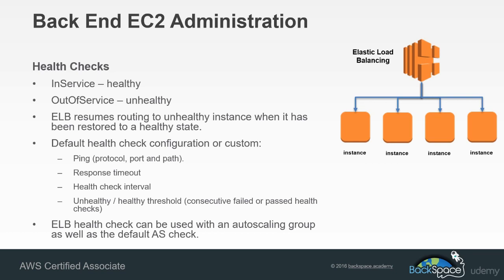So if we have just one failed health check, then that's okay. If we have consecutive failed health checks going to the threshold, then that will be marked as unhealthy. The ELB health check can also be used with an auto scaling group, as well as the default auto scaling check. So there are some of the things you need to consider for EC2 on your back end behind an elastic load balancer.